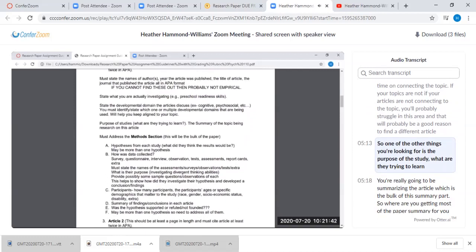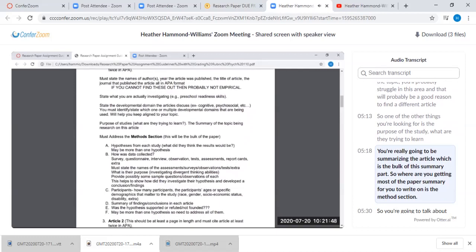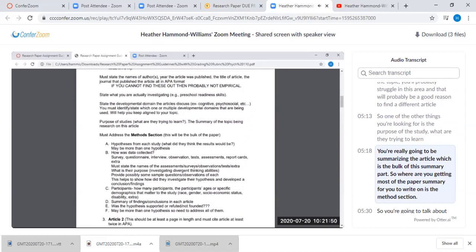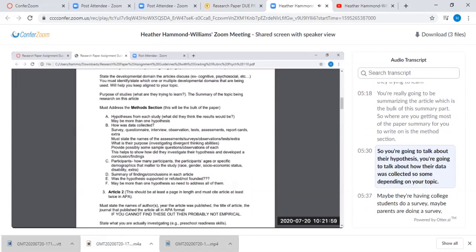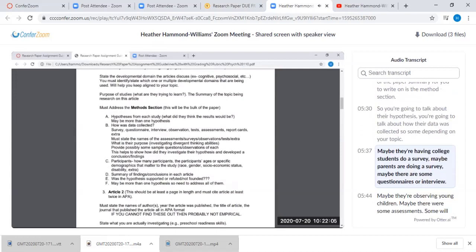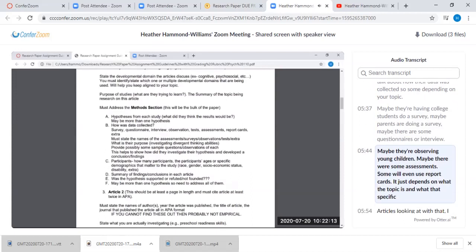So one of the other things you're looking for is the purpose of the study. What are they trying to learn? You're really going to be summarizing the article, which is the bulk of this summary part. So where you're getting most of the paper summary for you to write on is the methods section. So you're going to talk about their hypothesis. You're going to talk about how their data was collected. So depending on your topic, maybe they're having college students do a survey, maybe parents are doing a survey, maybe there are some questionnaires or an interview, maybe they're observing young children, maybe there are some assessments, some will even use report cards. It just depends on what the topic is and what that specific article was looking at.